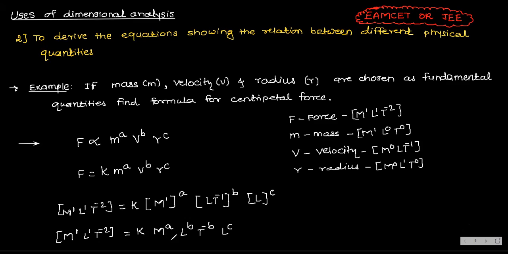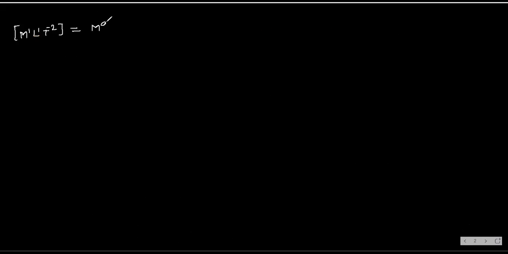So what you got here? M power A and this L power B and this L power C. So L power B plus C. So can I write like this now? M power A, L power B plus C and T power minus B.